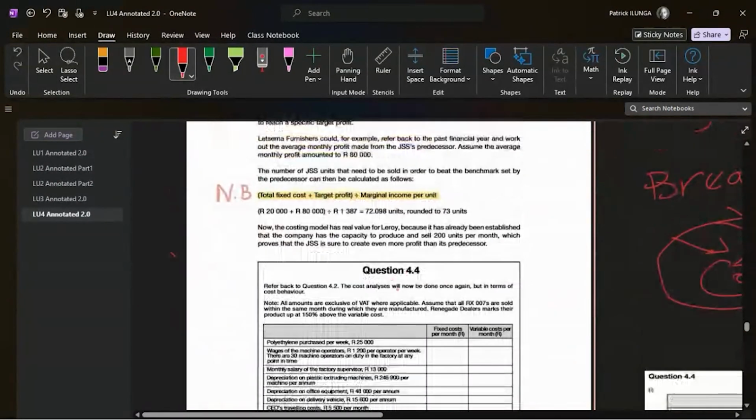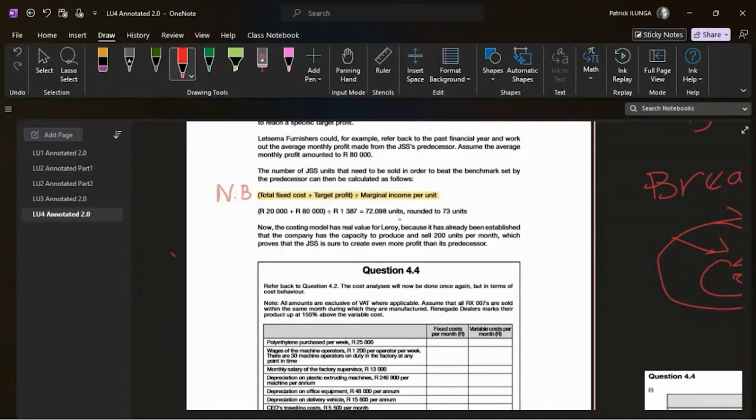Let me see here. Oh, this was the example, right? So the target profit that they want is 80,000. So you take the 20,000 plus 80,000, which gives you 100,000, divided by the marginal income per unit, which will give you roughly 73 units to sell.